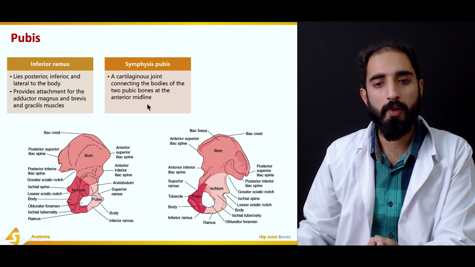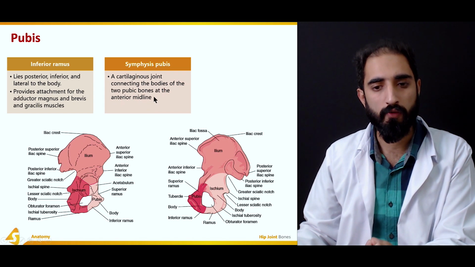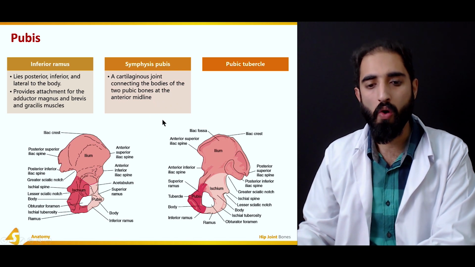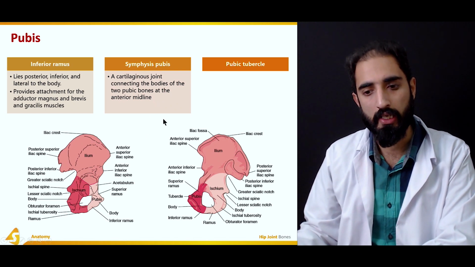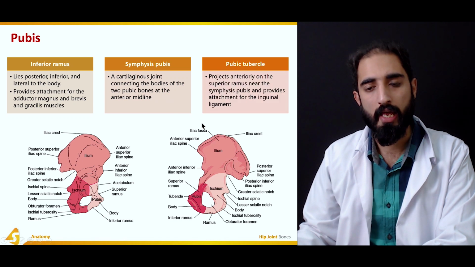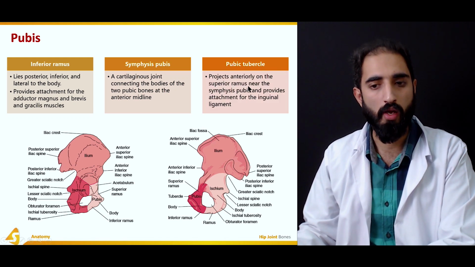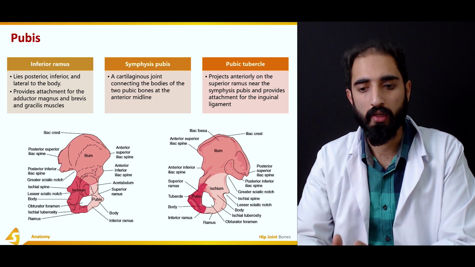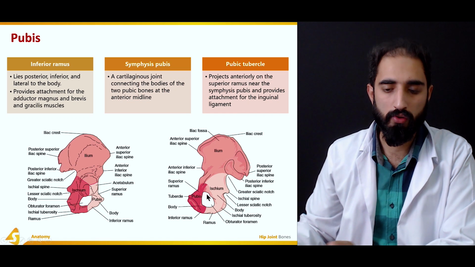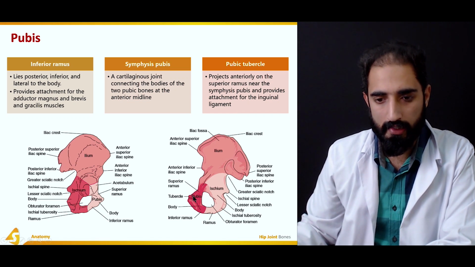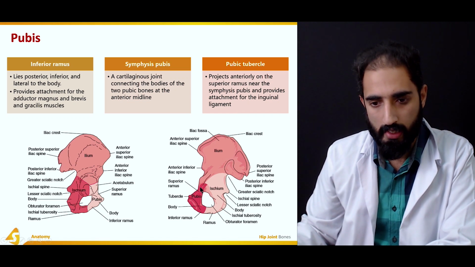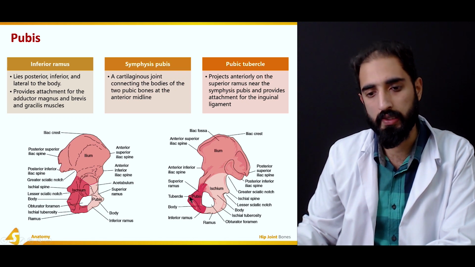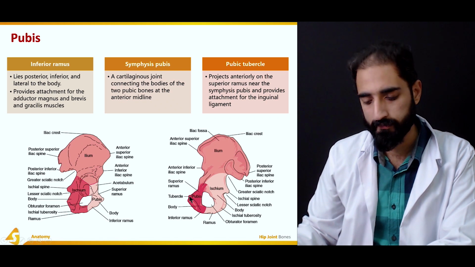So symphysis pubis is a cartilaginous joint connecting the bodies of two pubic bones at the anterior midline, and we also have another structure which is known as the pubic tubercle, and it projects anteriorly on the superior ramus near symphysis pubis and provides attachment for the inguinal ligament. And if we look at this figure, here we can see that this is the superior ramus, and just beneath the superior ramus, this here is the pubic tubercle.